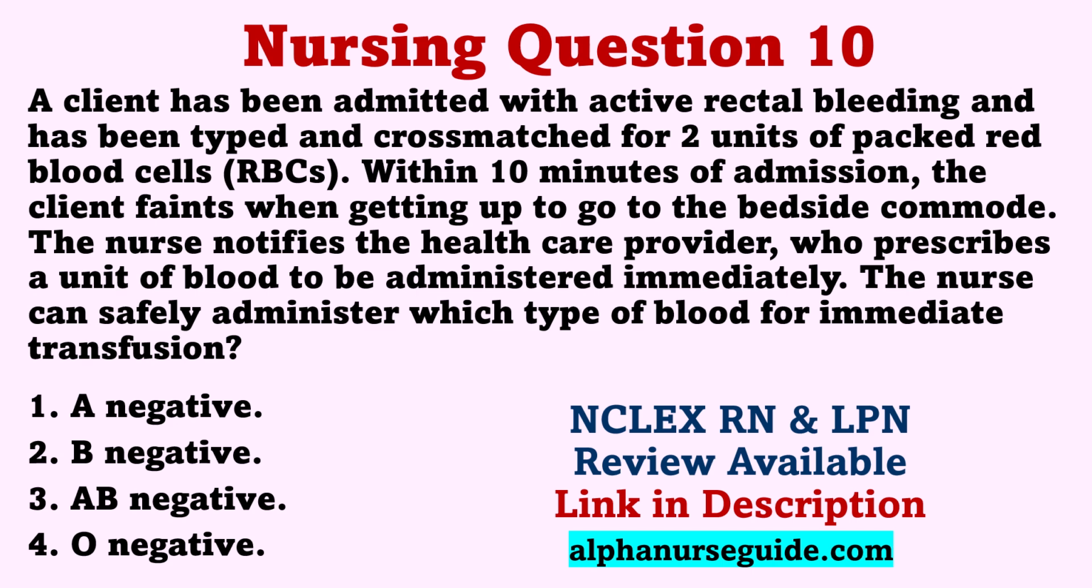The correct answer is 4. O negative. A routine serology study to confirm compatibility between a blood donor and recipient takes about 1 hour. In an emergency, O-negative RBCs can be safely administered to most clients, which is why a person with O-negative blood is called a universal donor. The other types of RBCs may cause an adverse reaction.